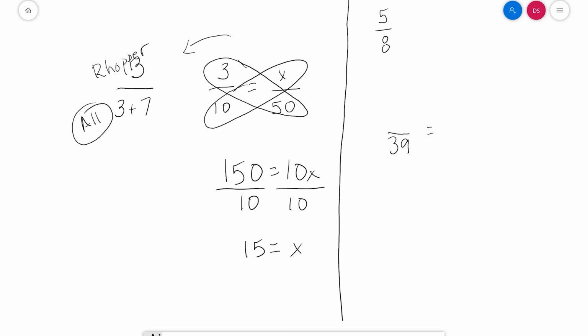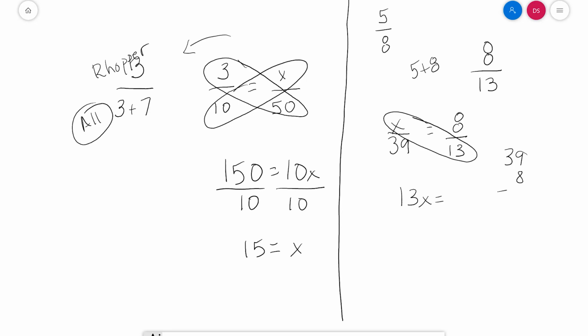So if there are 8 girls out of 13 students, again, I'm adding 5 plus 8, okay? Then I can add that on this side. I'm trying to find out the number of girls out of 39, cross multiply. 13x equals 39 times 8. And that would be 312. Divide by 13.